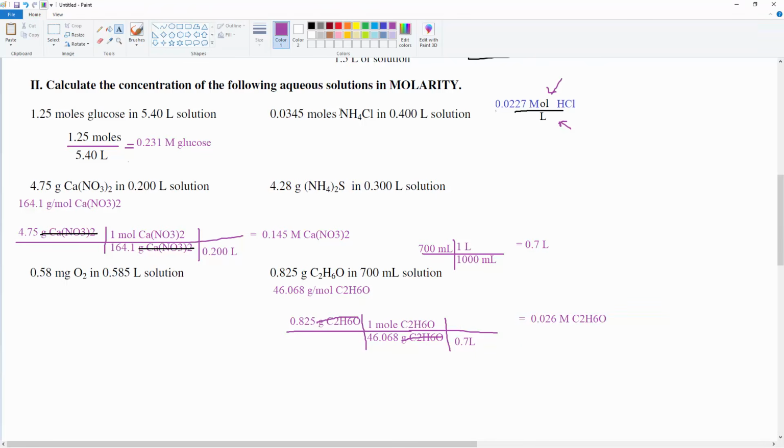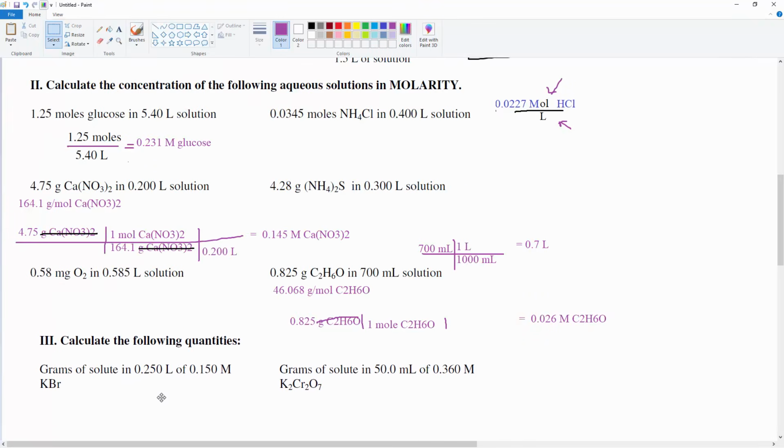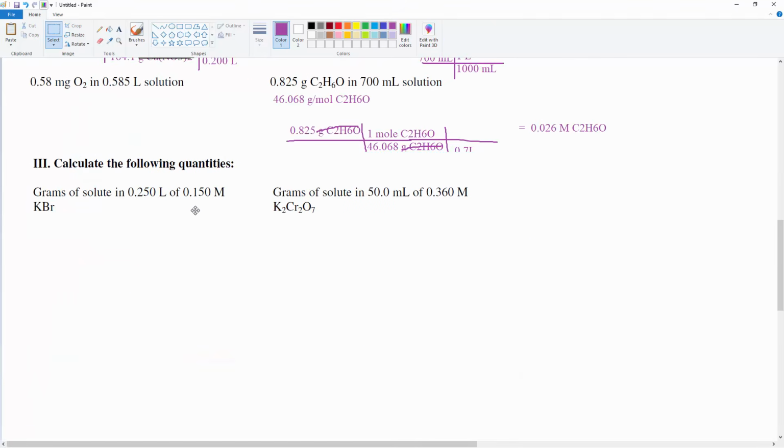Okay. These other problems are basically the same. You guys feel good about these? Okay. What if we went backwards? So here we go. This is the next section. Still doing molarity, but now I'm asking for grams of solute. Let's do this one for funsies. Grams of solute in a 50 milliliter solution containing 0.360 molar concentration of, looks like potassium dichromate.